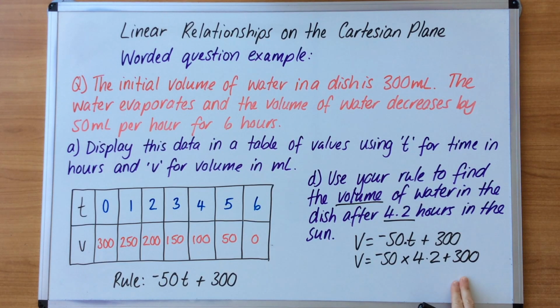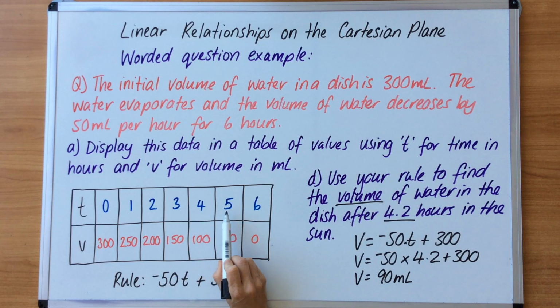When we calculate this, we would put it into our calculator. But order of operations tells us to multiply first, get that answer, then add the 300. The answer that we do get is 90 millilitres. So you can see between 4 and 5 hours we have 150 mil. Now 4.2 hours shows us that 90 millilitres does fall between there, so we are correct in our calculations.